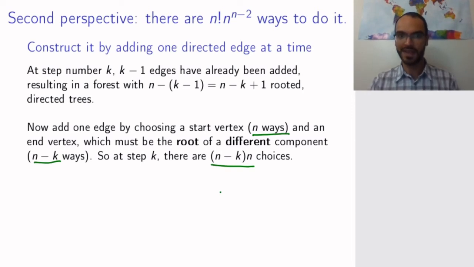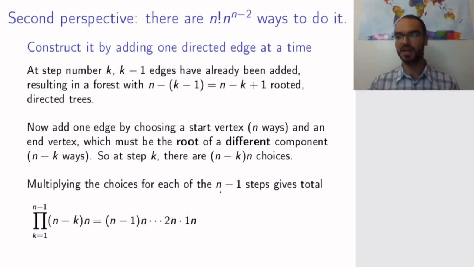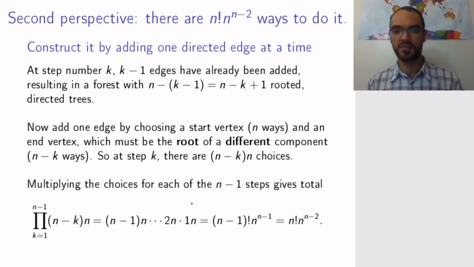And this is true for all k, and all choices are independent of each other. So to get the total number, I will multiply this for k going from the first step, k equals 1, when I had no edges and I put my first edge, to step n minus 1, where I put the n minus first and therefore last edge of the tree. And the rest is just simplifying this product. So this is n minus 1 times n minus 2 times n, etc., until we go to 2 times n, 1 times n. And if you simplify, this is n minus 1 factorial times n to the power n minus 1.